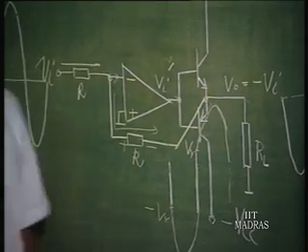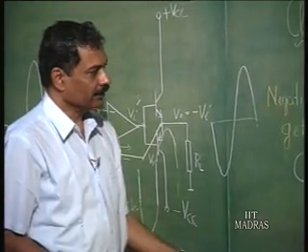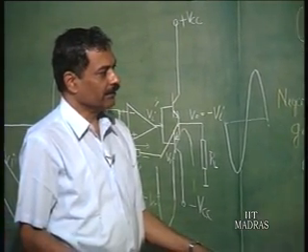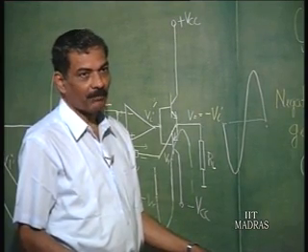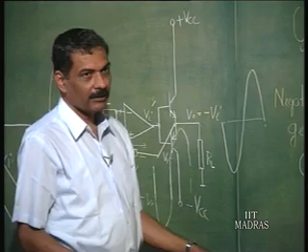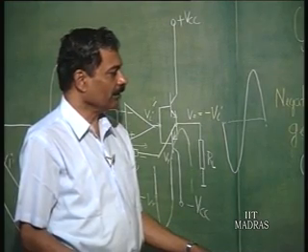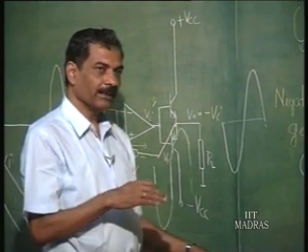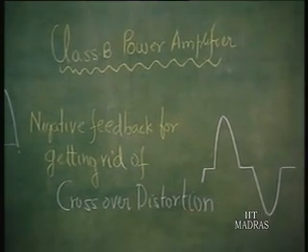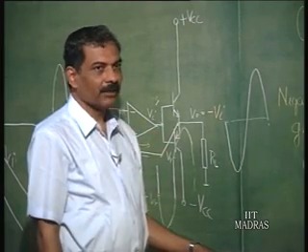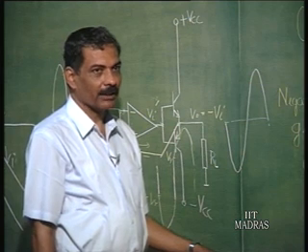So, crossover distortion is one factor which is somewhat irritating in the efficient power amplification, that is class B, and since that can be got rid of by either biasing it using class AB mode of operation or negative feedback, that is not going to be any disadvantage.